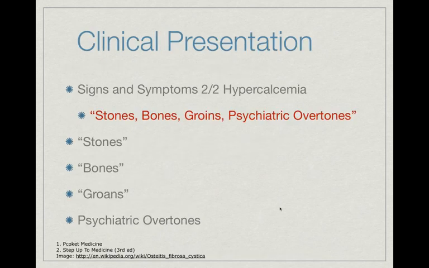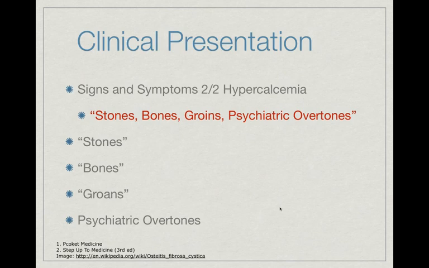All right, let's now talk about the clinical presentation of hyperparathyroidism. So when someone has overt hyperparathyroidism, they present classically with stones, bones, groans, and psychiatric overtones, which is the mnemonic to help you remember the signs and symptoms of hypercalcemia. All of these things are related in some way, shape, or form to increased levels of calcium.